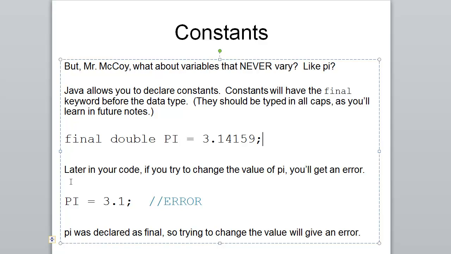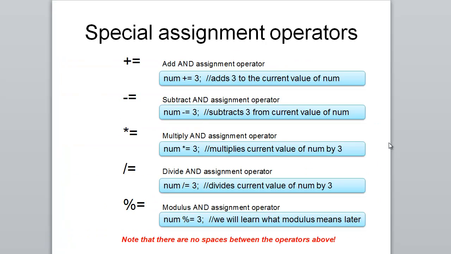If later on you try to do something like this, reassigning pi to a value of anything else is going to throw an error because it was declared as final. You're not allowed to change it. It's also worth noting that constants should be in all caps, so that's why I capitalized the P and the I. We'll talk more about that in a second.